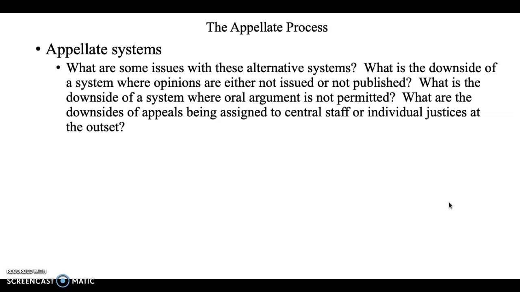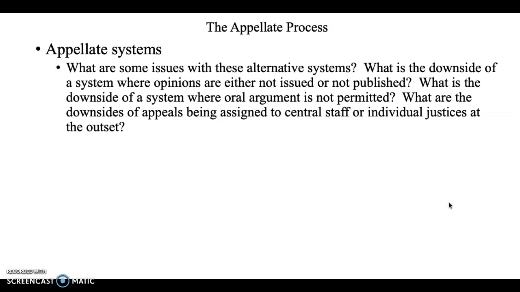What are some of the issues? Well, there are a lot of issues, right? I mean, they're discussed in the book. But a system where there's no oral argument means that attorneys don't get to respond in real time to issues that the appellate courts might think are important. A case where there's no oral argument might give preference to lawyers who are better writers, to lawyers who are more familiar with the ways in which appellate courts do things.